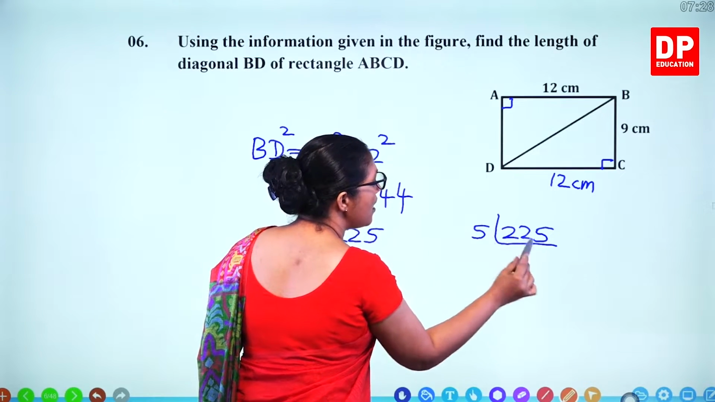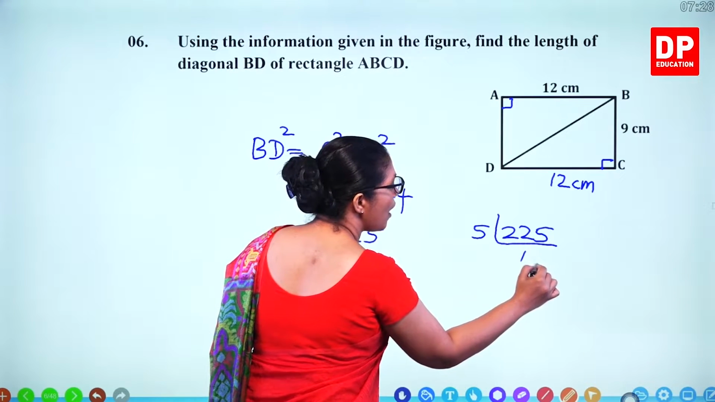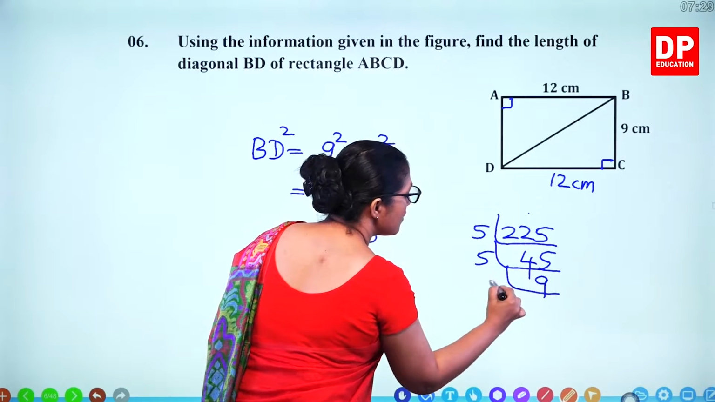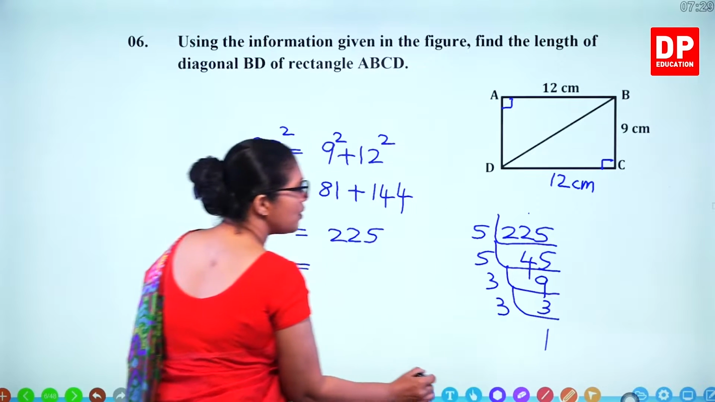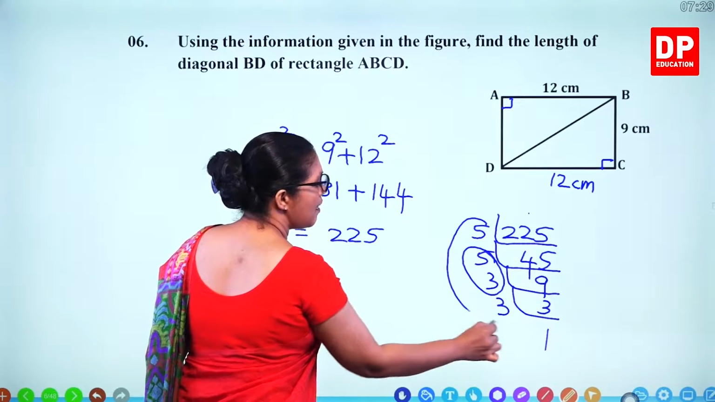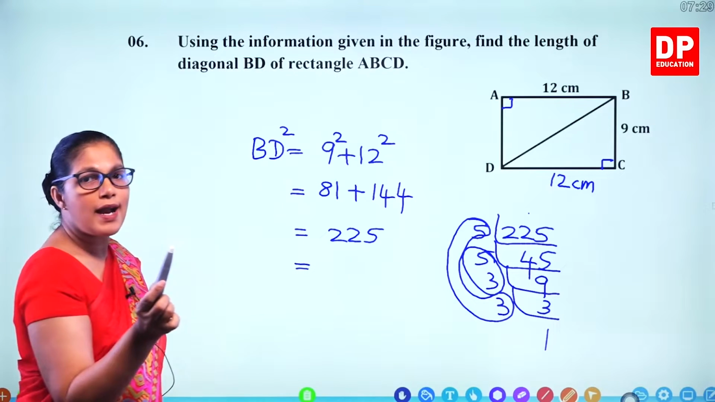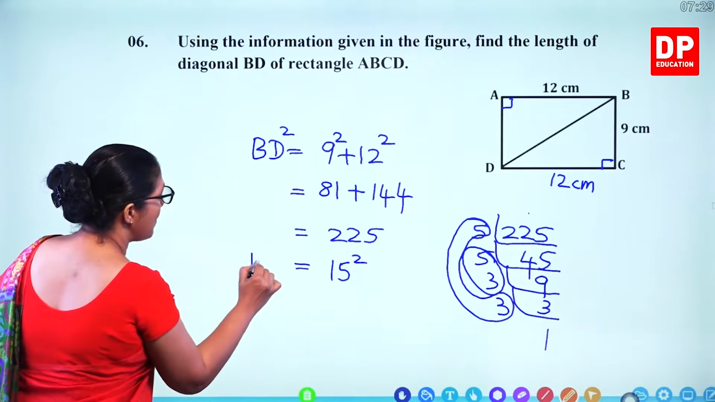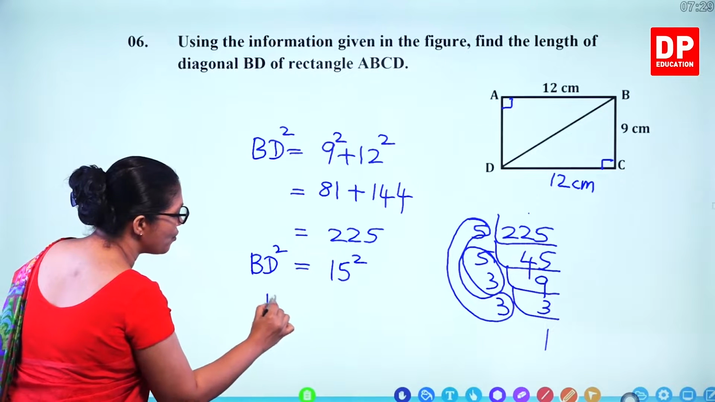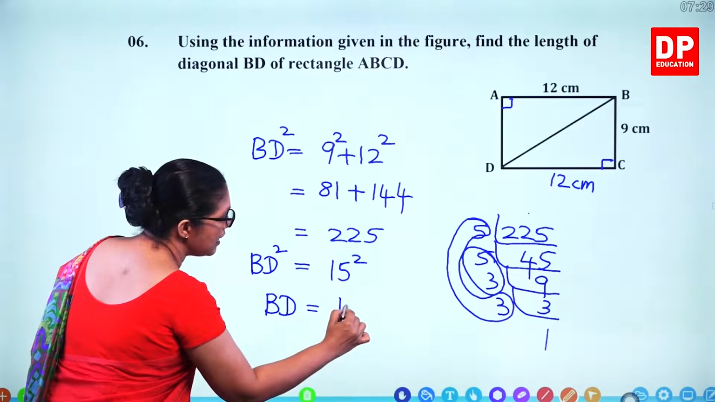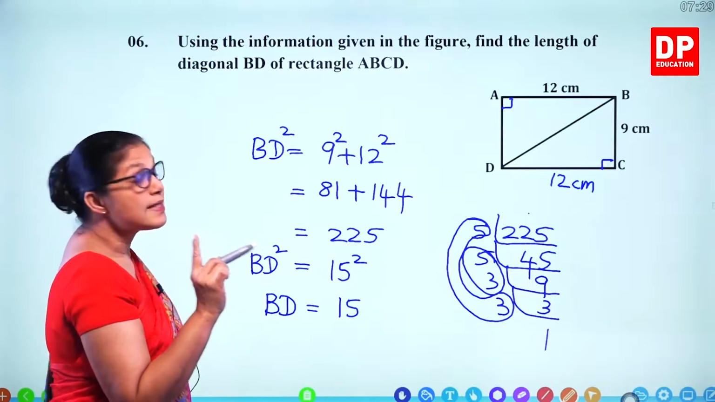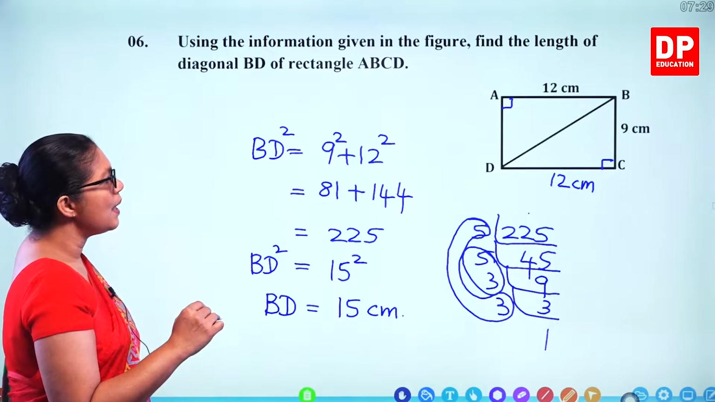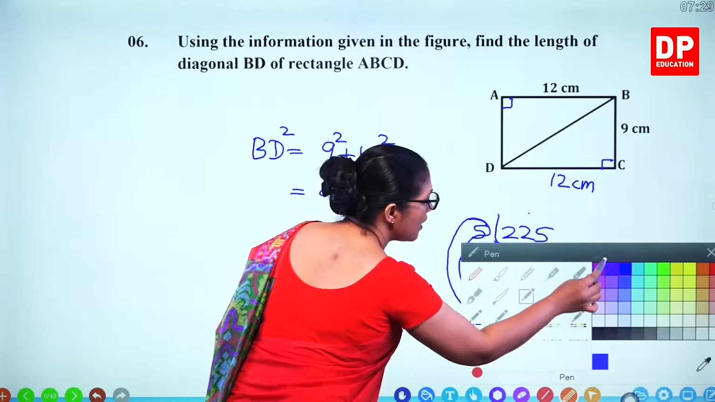If you can't remember, then you can do the division and find out. 5 times 45, 5 times 9, 3 times 3. Can you see? 5 times 3, 15. 5 times 3, 15. 15 squared is 225. So you can write 15 squared is that. BD squared is this. So take the square root on both sides. You get BD equals 15. This is in centimeters. Make sure that you write down the units. 15 centimeters is the BD length. So here also you get 2 marks for that.